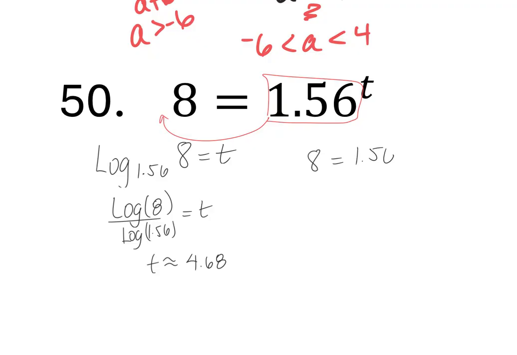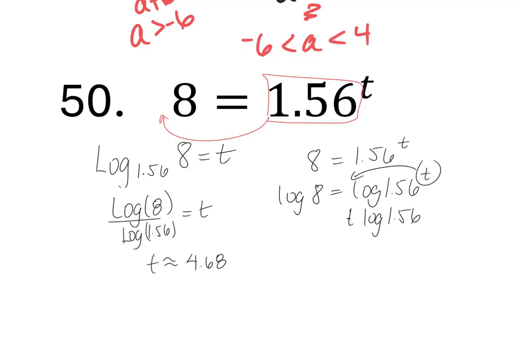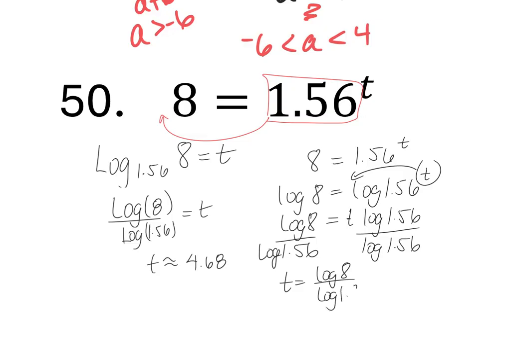Now, what does the other way look like? 8 equals 1.56 to the t. I'm going to do the log of both sides. Log of 1.56 to the t. The t goes out front, so t log 1.56 equals the log of 8. And we're using log base 10 here, or you could use ln, because it's already ready for the calculator. Divide by log of 1.56. So t is equal to the log of 8 divided by the log of 1.56. You choose your method. Which one makes more sense to you? Okay, I get the same answer in the end.